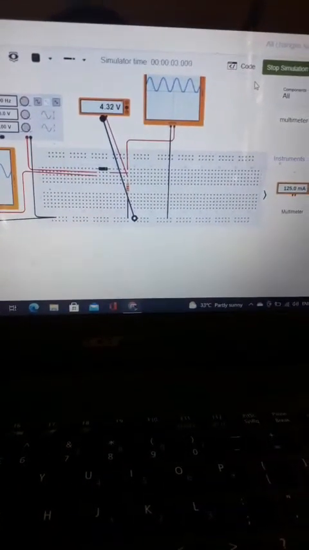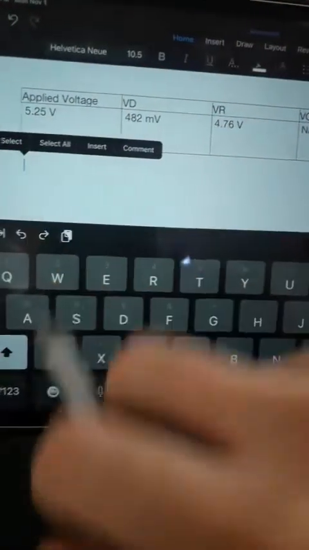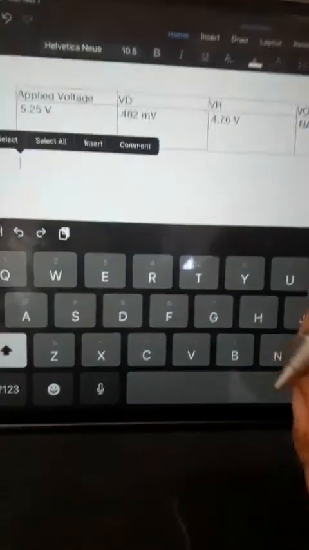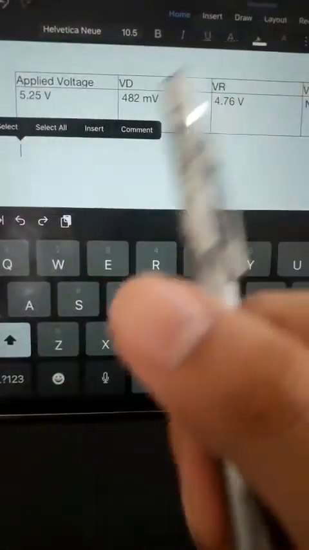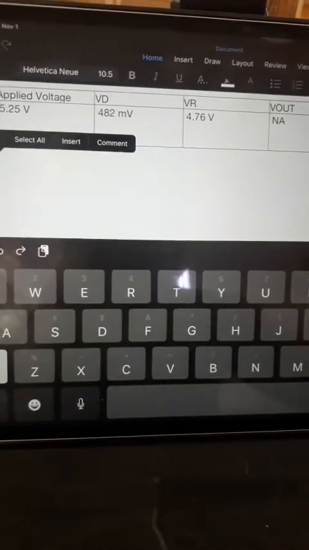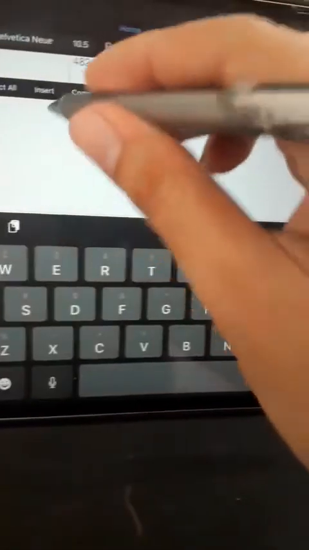Then for the IT, we're going to solve for the current, which is total voltage over total resistance. We're measuring 4.76, I guess. That's our total voltage. Applied voltage is different from total voltage because there are diodes and resistance which subtract from the applied voltage, and what remains is our total voltage, which is 4.76.